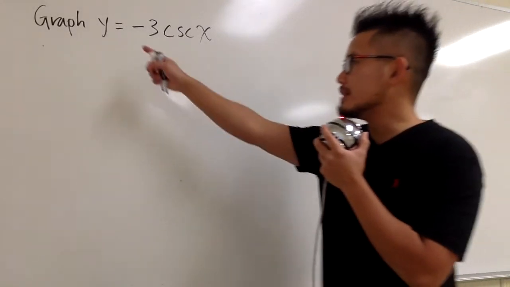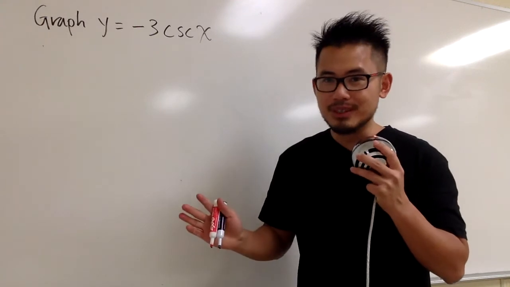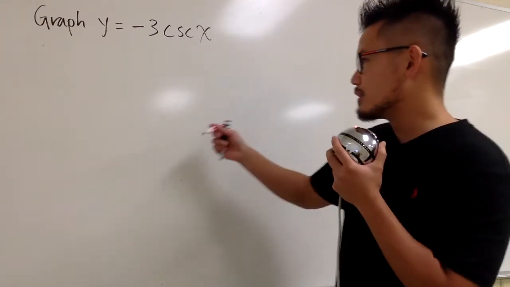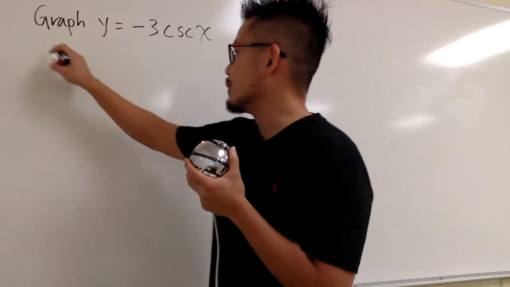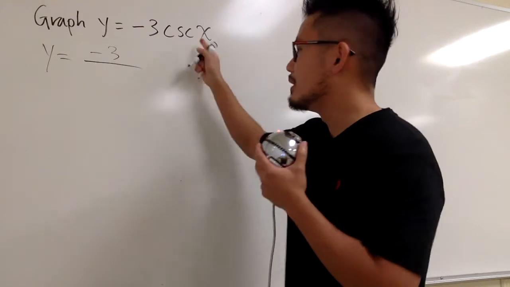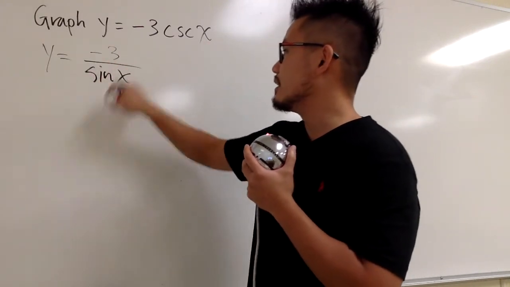So we are going to graph y is equal to negative 3 times cosecant x. And this is pretty similar to the one I just showed you, the original cosecant x, right? So without further ado, I'm just going to work it out for you. Y is equal to, we can look at this as negative 3 over sine x, because cosecant x is the same as 1 over sine x in the denominator. So let's put that down like this.